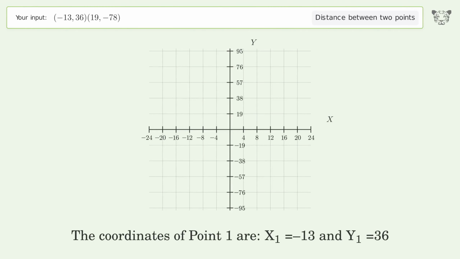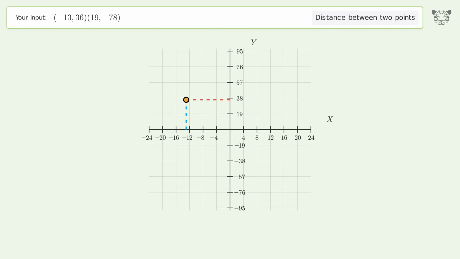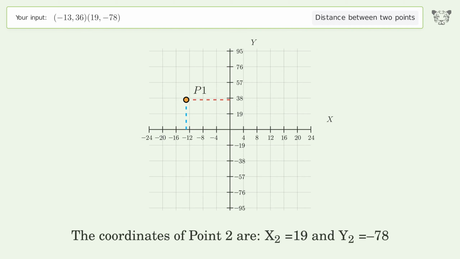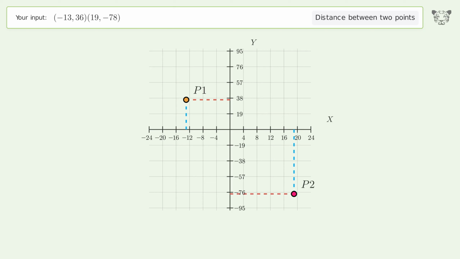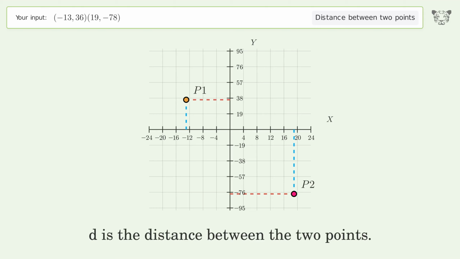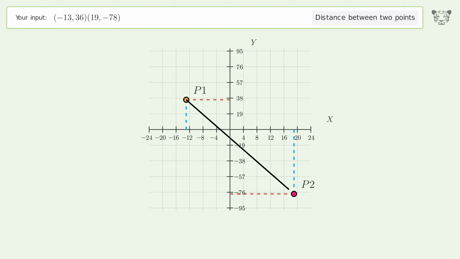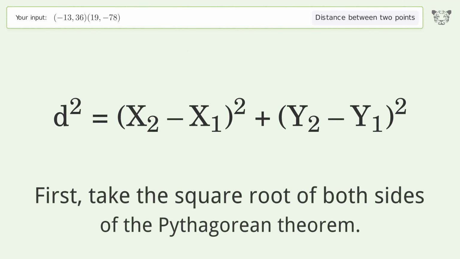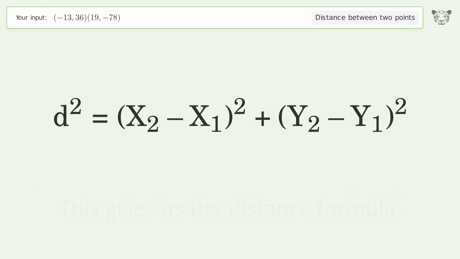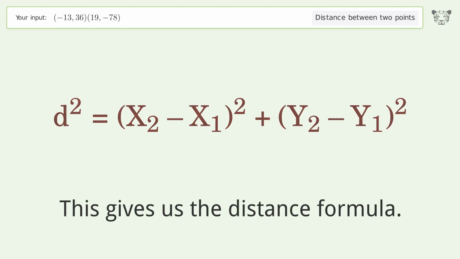The coordinates of point 1 are, x1 equals -13 and y1 equals 36. The coordinates of point 2 are, x2 equals 19 and y2 equals -78. D is the distance between the 2 points. First, take the square root of both sides of the Pythagorean theorem. This gives us the distance formula.